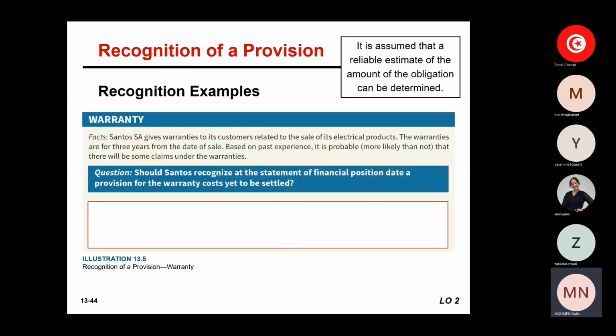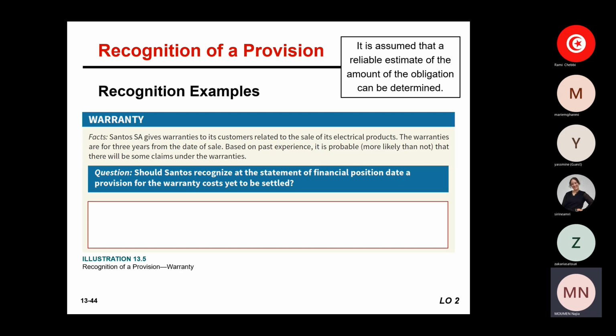Let's see the situation of a provision with the example of a warranty. Santos SA gives warranties to its customers related to the sale of its electrical products. The warranties are for 3 years from the date of the sale. Based on past experience, it is more likely than not that there will be some claims under the warranties. We assume that a reliable estimate of the amount of the obligation can be determined. So the question is, should Santos recognize at the statement of financial position date a provision for the warranty cost yet to be settled?